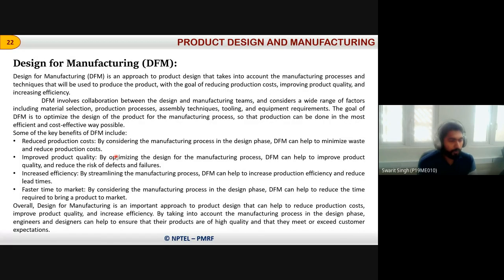So DFM involves collaboration between design and manufacturing team and considers a wide range of factors, including material selection, production process selection, assembly techniques, tooling, and equipment requirement. So all these are defined with the help of collaboration between design and manufacturing team. Okay, the goal of DFM in manufacturing is to optimize the design of the product for manufacturing process so that production can be done in the most efficient and cost effective way possible.